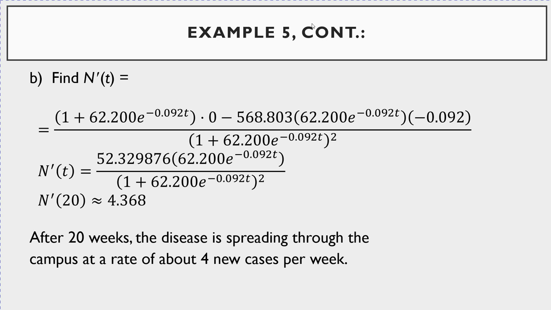And so this is the rate of change here. Sorry, not growth rate, the rate of change. And when you take the value 20 and plug it in there, you get the number 4.368. So what this means is after 20 weeks, the disease is spreading through the campus at a rate of about 4 new cases per week, which is not a good thing.